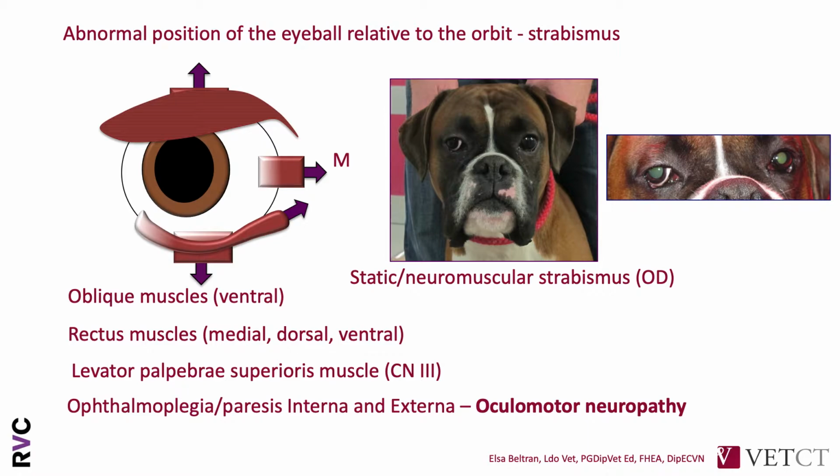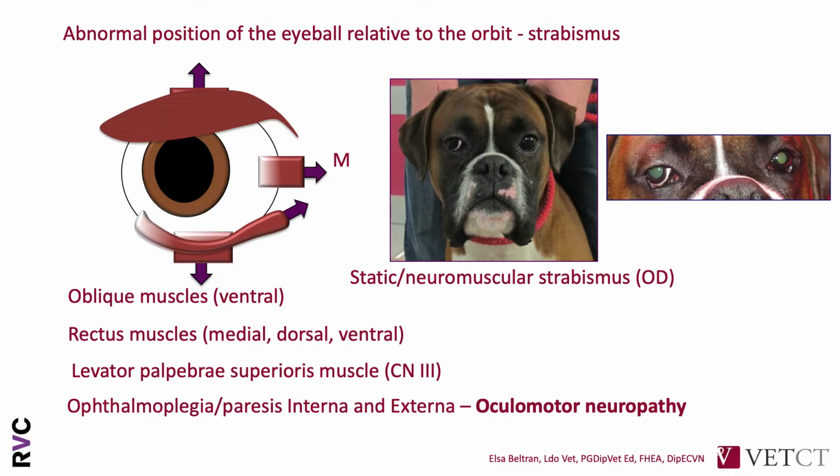So if we go back to our case, it has this abnormal position of the eyeball relative to the orbit, and it was this dorsolateral strabismus. In order to have this static strabismus, in this case there is a lack or a dysfunction of the oculomotor nerve, because we have atony of the muscles that the oculomotor nerve innervates, which are your dorsal rectus, medial rectus, ventral rectus, and ventral oblique. And also remember that the oculomotor innervates the levator palpebrae superioris muscle. So sometimes, when there is an oculomotor neuropathy, we can see a degree of ptosis when we evaluate the upper eyelid.